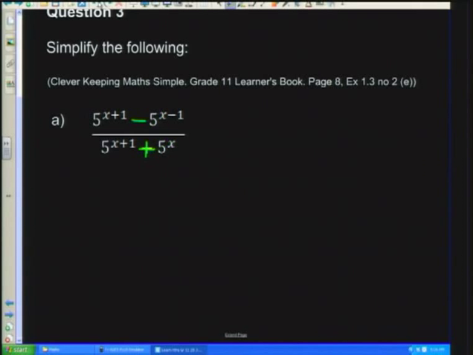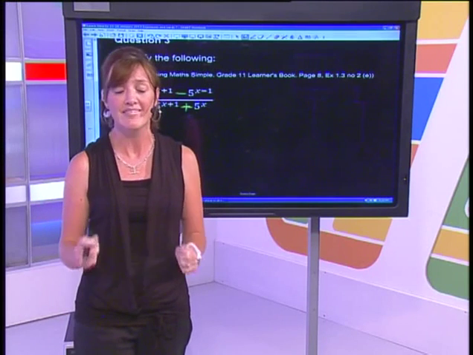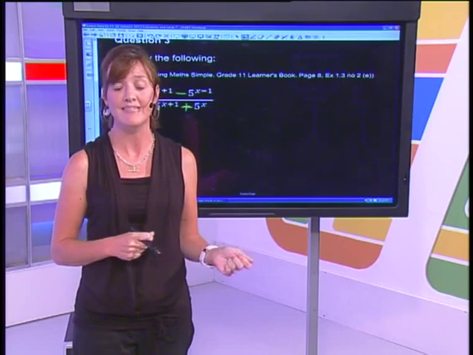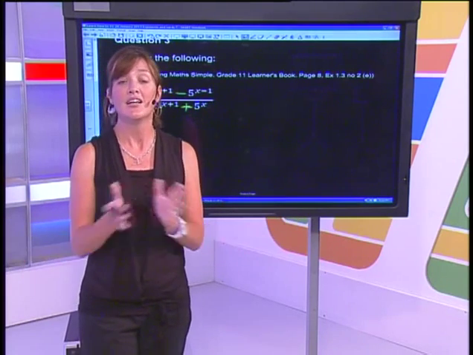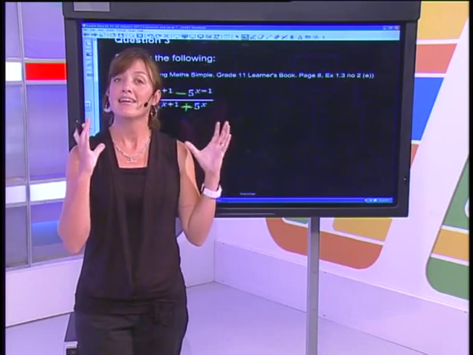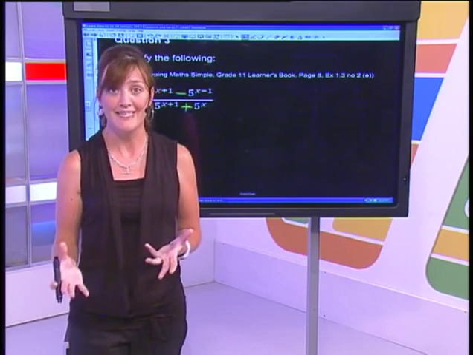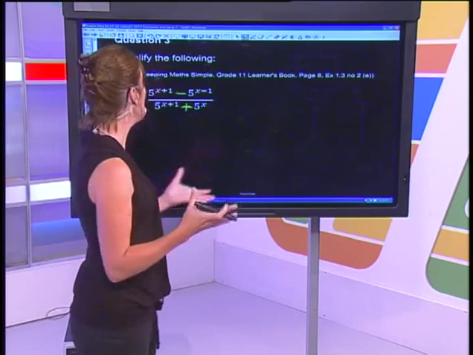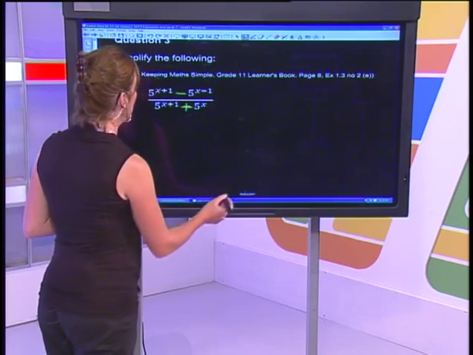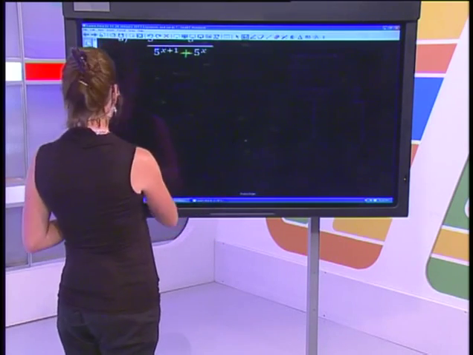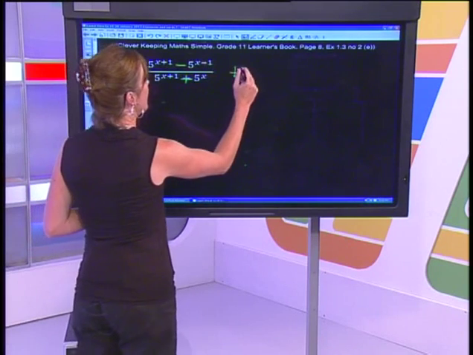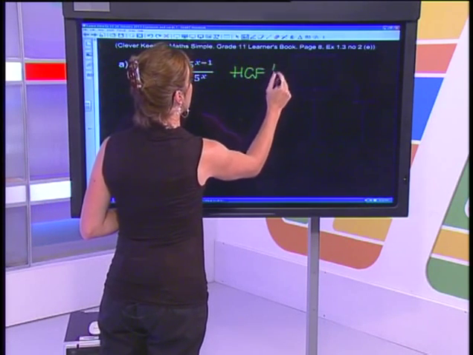So make a note next to your sheet here. If you're writing this down, please make a note that you cannot cancel over a plus or a minus. So what do we do? What we need to remember is that if there are terms being separated by pluses or minuses, factorize them. In this case, the way we're going to factorize them is we're going to look for a highest common factor. That's our goal over here.